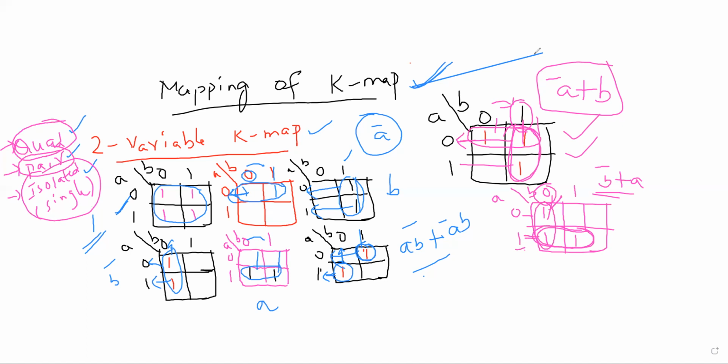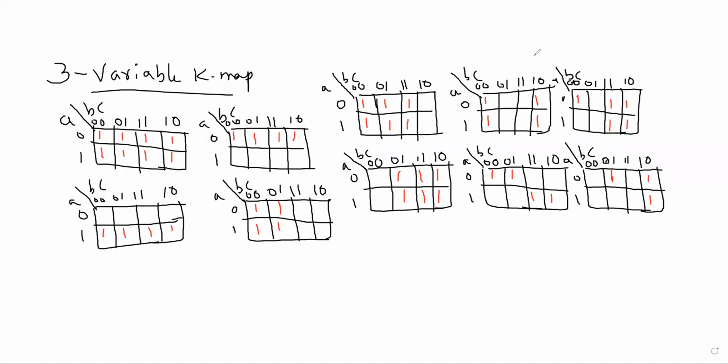Is it clear? In this way you have to group in the two variable K map. Now we will see the three variable K map grouping. Is it okay? Now we will see the mapping of three variables.